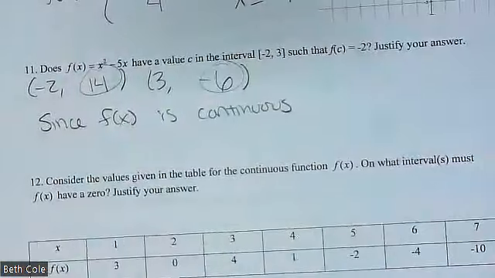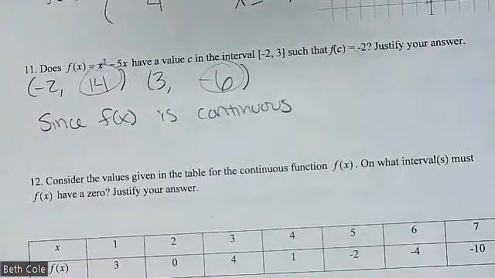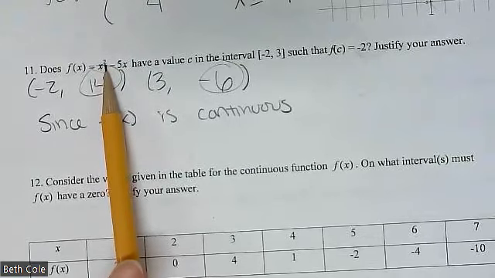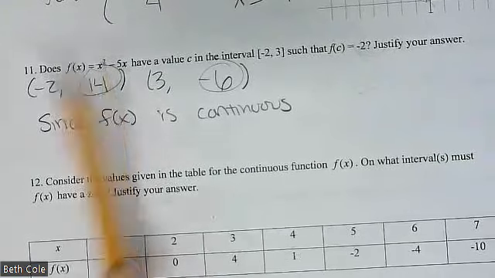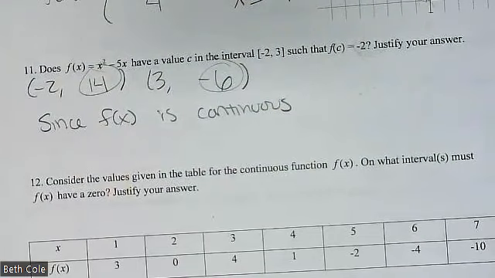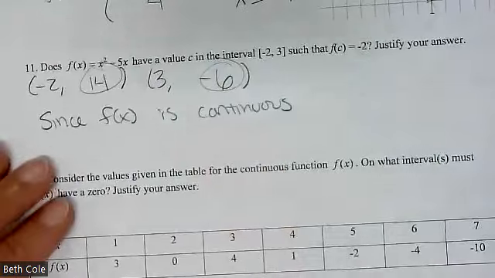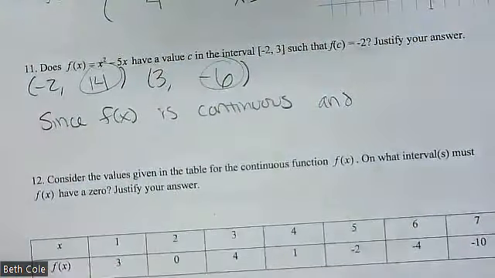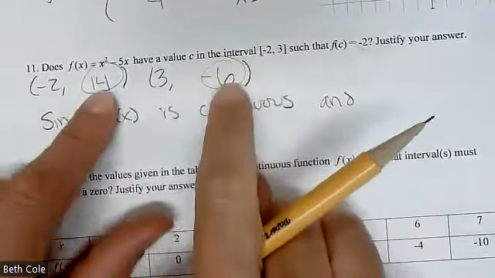Oh, and here's what I get all the time. But Ms. Cole, the problem didn't say continuous. I hear you. Do you see how this is squared? What shape is that graph going to be? A U shape. Isn't a U shape continuous? Yes. Okay, so it is. All right. Since the function is continuous, and you have to say in some capacity that -2 is between these.